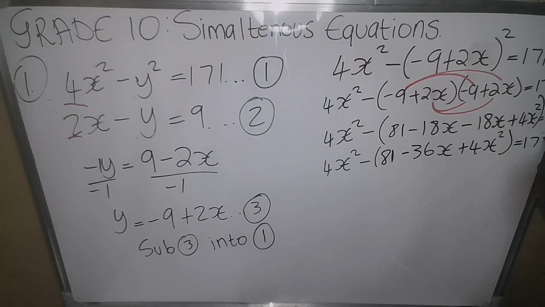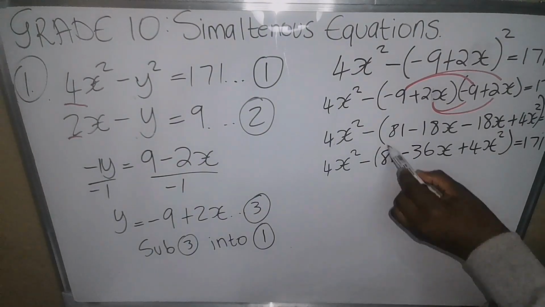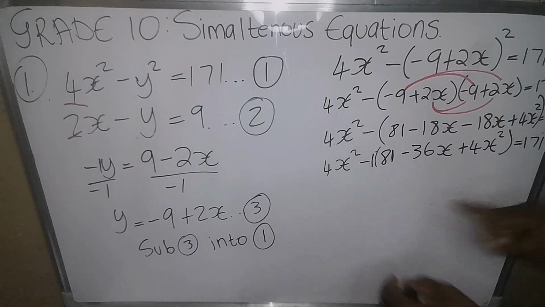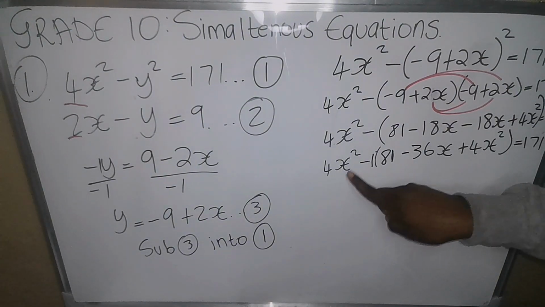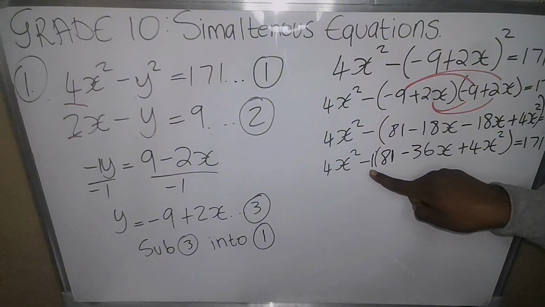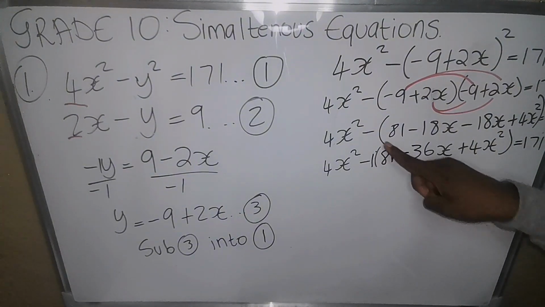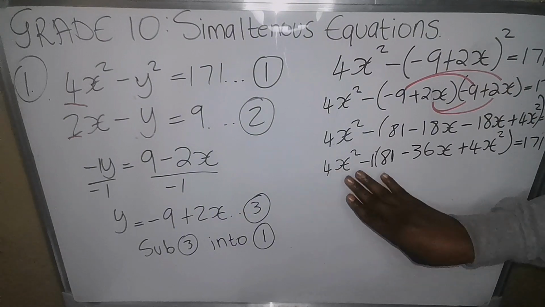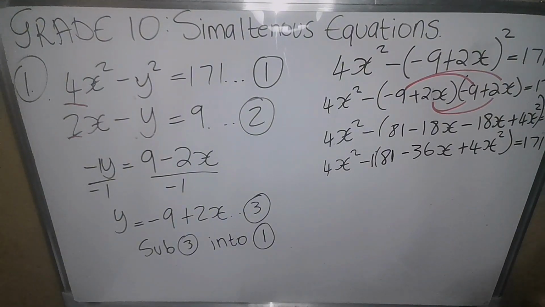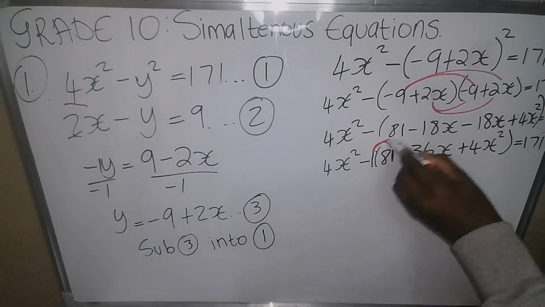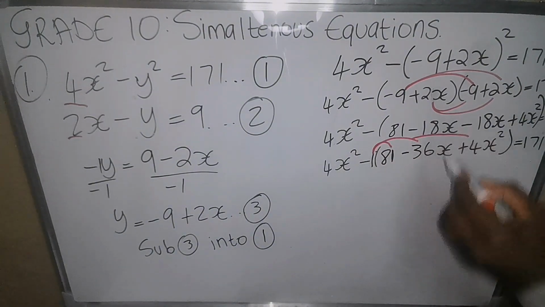Equal to 171. Then this, if you've got a bracket here, outside the bracket you've got negative 1. So you leave out this 4x squared, it is separated from this negative 1 by this minus in the middle here. Therefore, for you to remove this bracket, you leave out this 4x squared and use this negative 1 to multiply each and every term inside the bracket. Remember, this negative 1 will multiply 81, multiply 36, will multiply 4x squared.